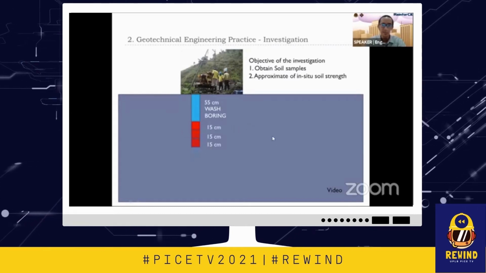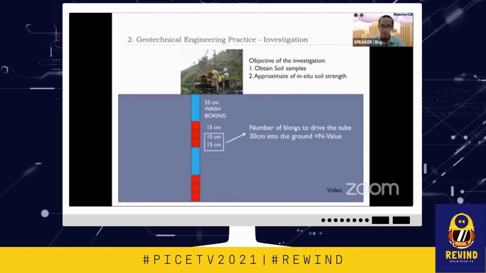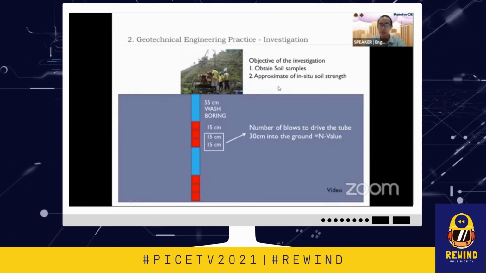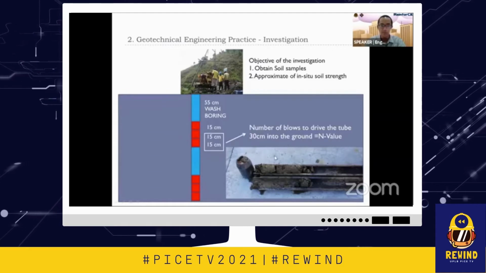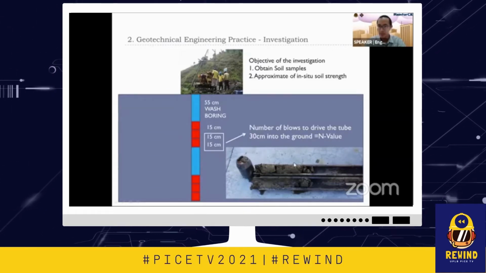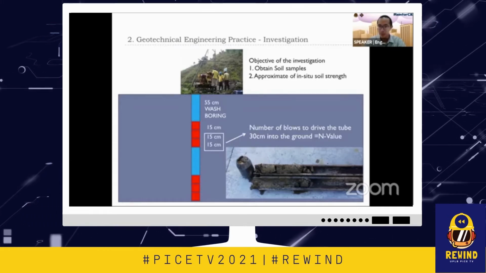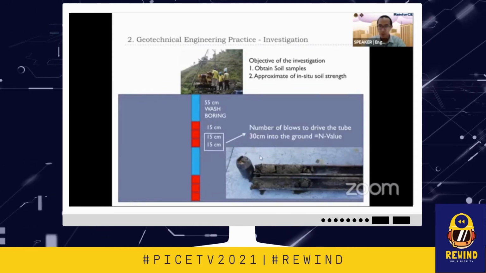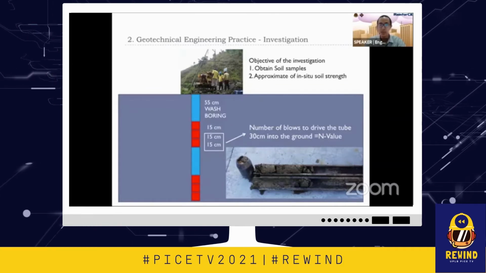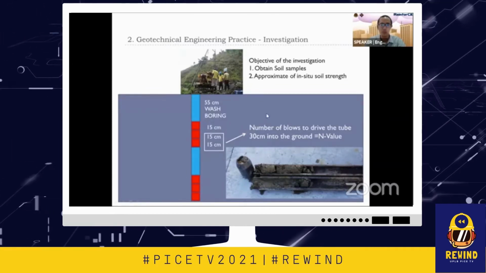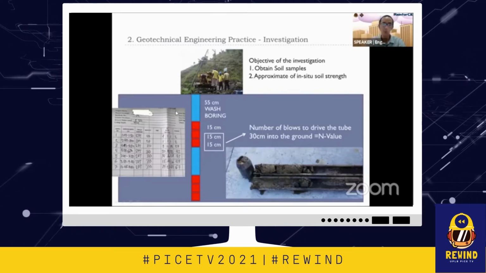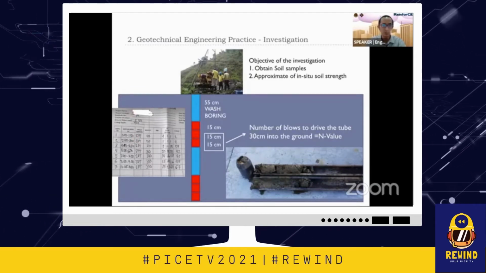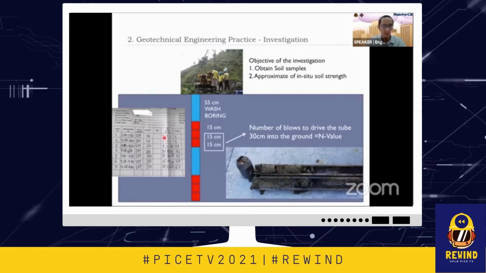The objective of the SPT is to get the N value. The N value is the approximation of the in situ soil strength. Looking at the figure on your right, this is the tube containing the soil sample. By doing this SPT test, we can get a soil sample and we can get the approximate soil strength. On your left is a borehole log. This is filled up by an operator. This project is in UP Los Baños. I'm sorry, it's a bit small, but this is the N value.